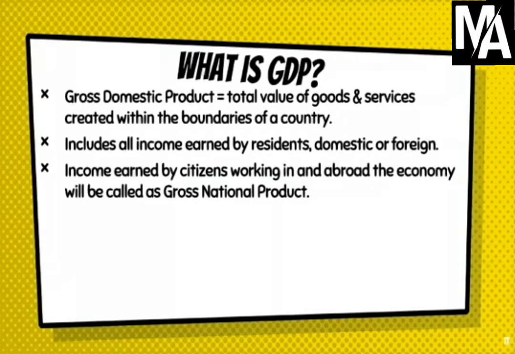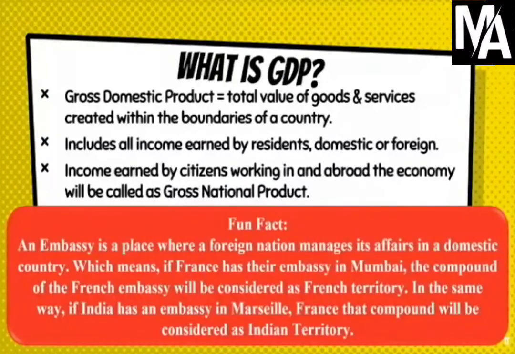Now, you might be having the question, what about our relatives who are working abroad? Income earned by citizens working both in the country and abroad will be called gross national product. So for citizens who are working inside the country and outside the country, only our citizens' income will be called gross national product. We will be dealing with that in the next videos.